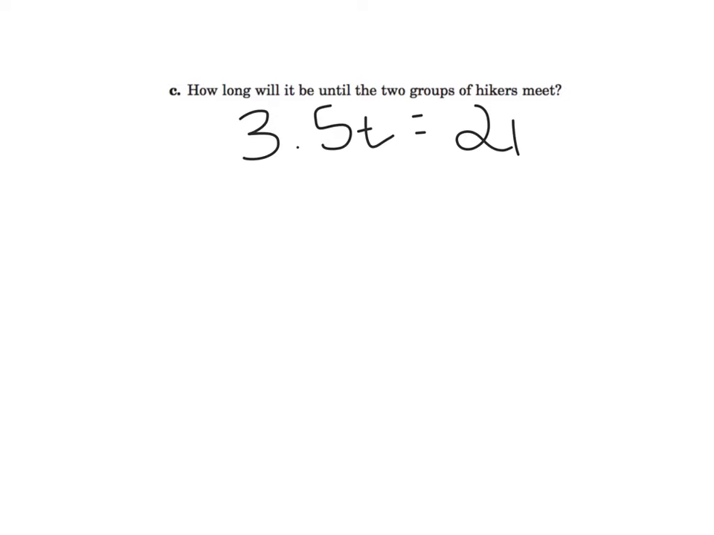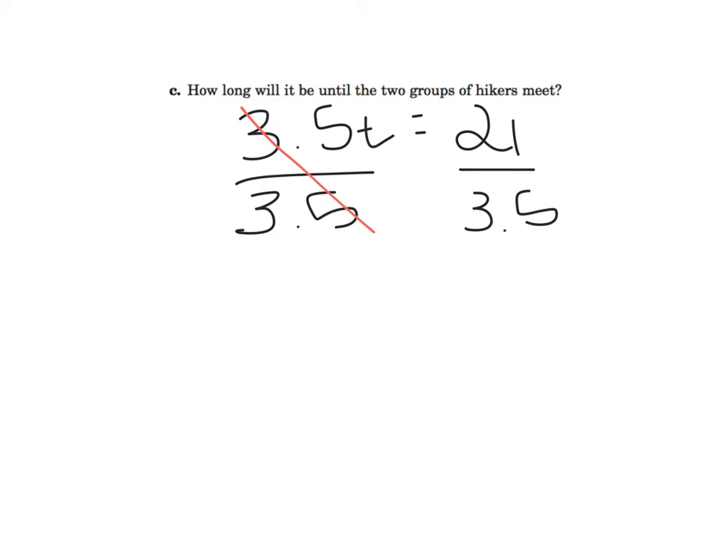For question C, it asks, how long will it be until the two groups of hikers meet? Now, I just copied over the equation we came up with onto this page, and now we're just solving for t because that's the time and that's how long. So to do that, we'll divide by 3.5, divide by 3.5. This part's super easy. We're simply solving for the t. We'll get t is equal to 6.